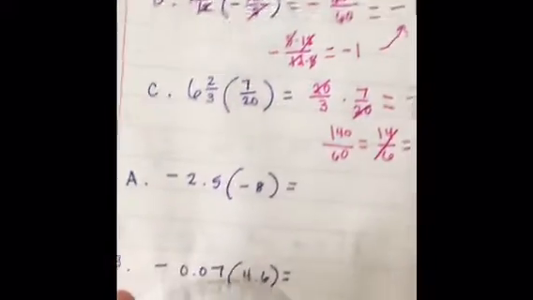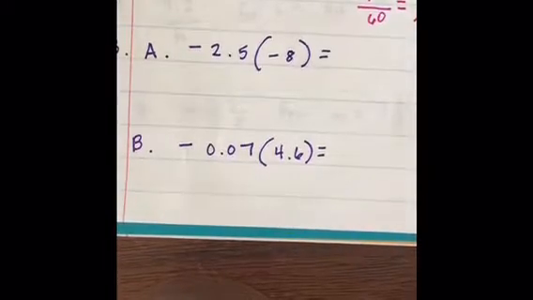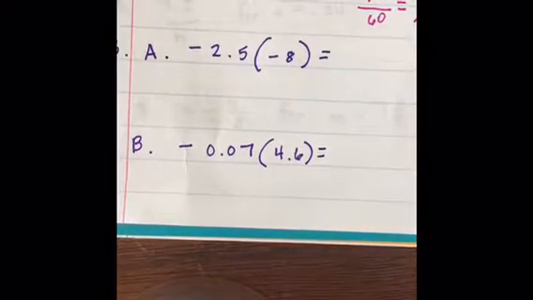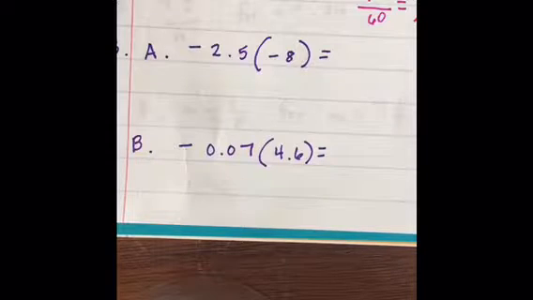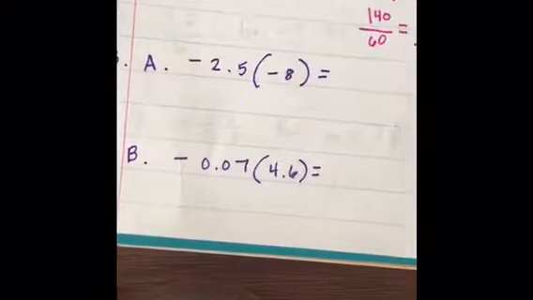All right, let's look at the next one. This time we're going to be working with decimals. Let me flip my page. Okay, so here we're just simply going to apply our integer rules, or our negative and positive rules, and we're just going to do the math on this.